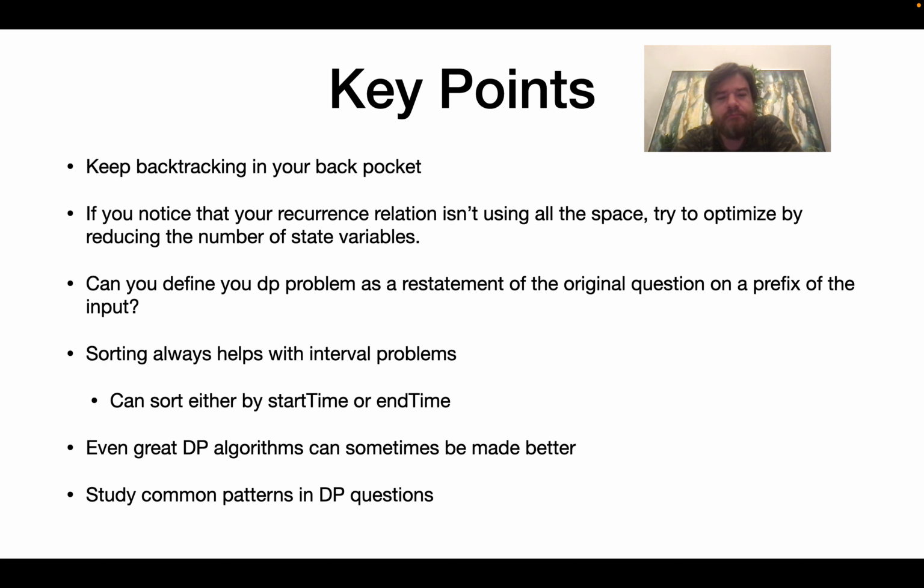And even great DP algorithms can sometimes be made better, right? We don't have to just say, oh, I used DP, I eliminated computing redundant subproblems. You can look for other optimizations. This optimization with using binary search is only possible because of sorting, the fact that they're sorted, and the way that we were iterating too, it also required that you're sorted by end time. If we were iterating from the other side, I think we can use start time.